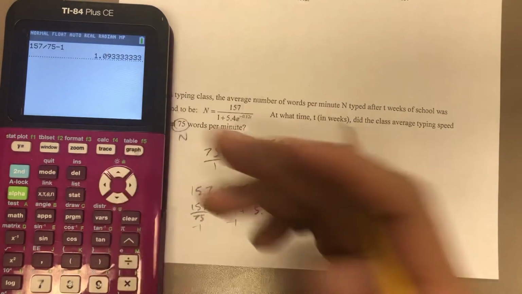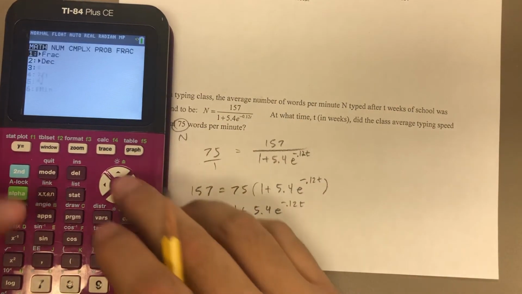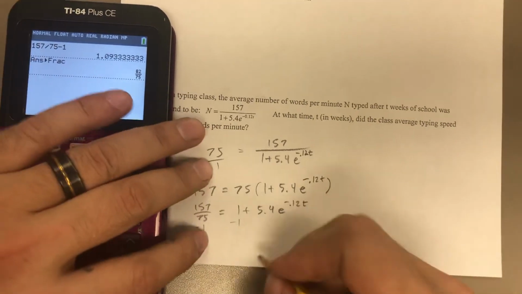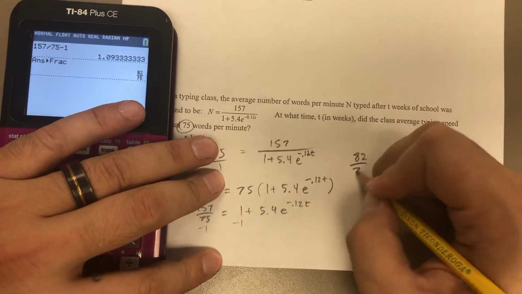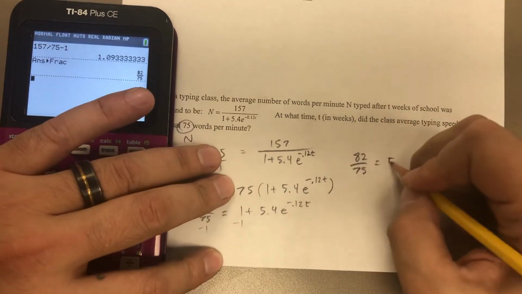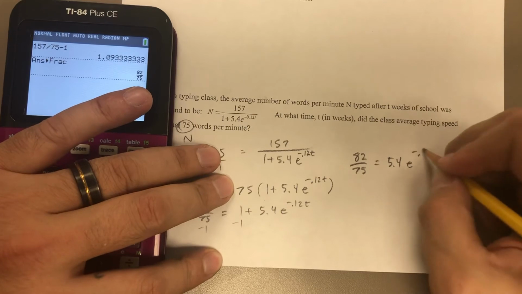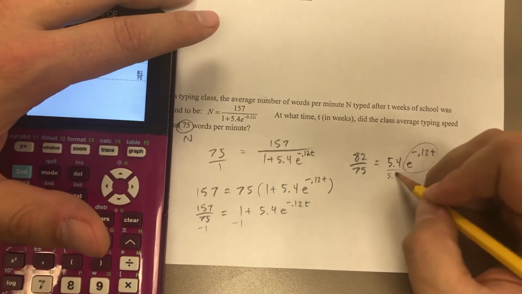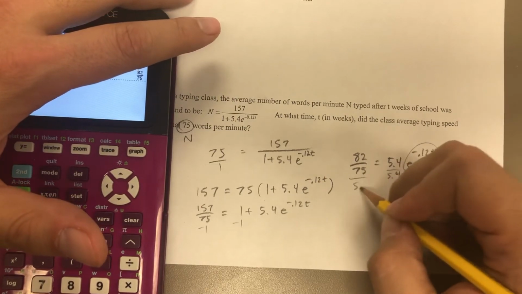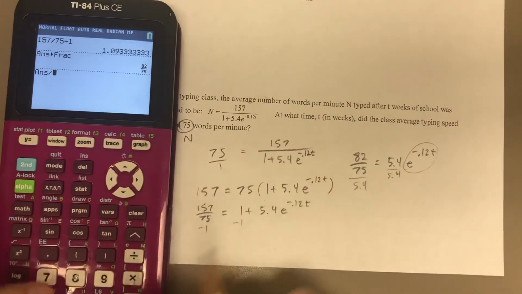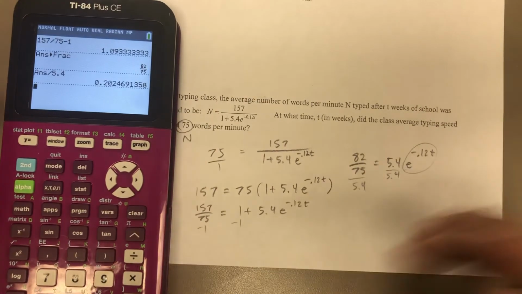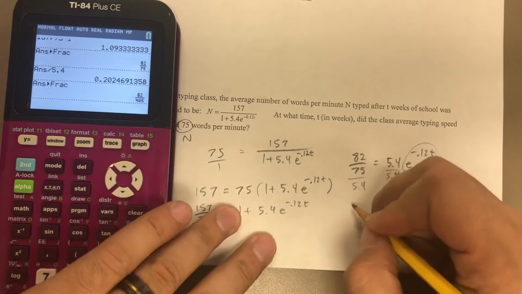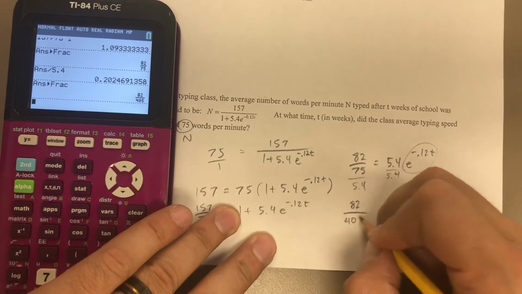So we end up with that decimal, and of course you can turn it to a fraction by hitting math, and then change it to a fraction. So that's going to be 82 over 75. So now 82 over 75 is equal to 5.4 e to the negative 0.12t. We want to isolate the exponent, so we need to divide both sides by 5.4 now as well. Oh boy, how's that one going to look? So we take that number and divide it by 5.4. Get another decimal answer. Let's convert that to a fraction as well. What do we get there? 82 over 405. Oh my.